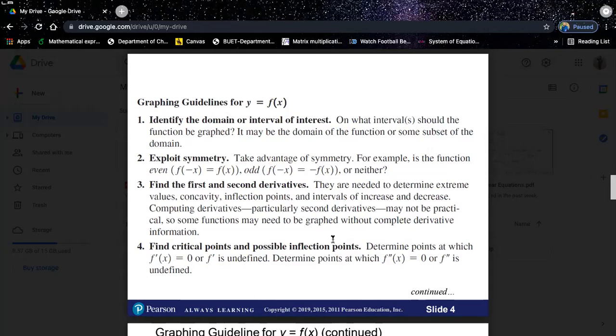Okay, let's see the guidelines. So the first one says, identify the domain or the interval of interest. Now, let us quickly, really quick, go back to the definition of domain. Can anyone tell me the definition of domain?